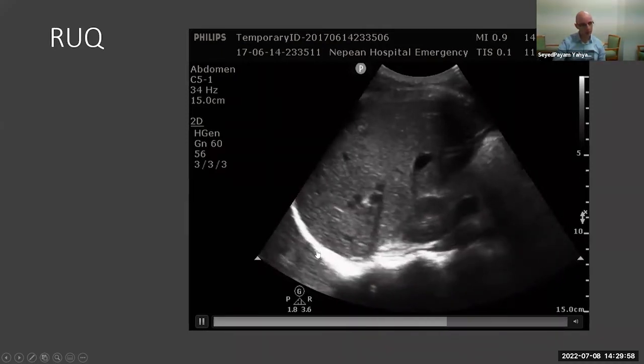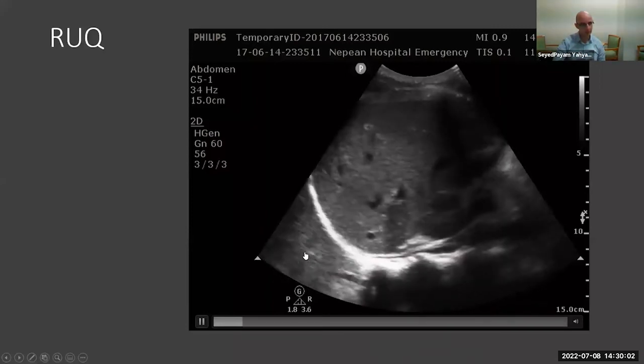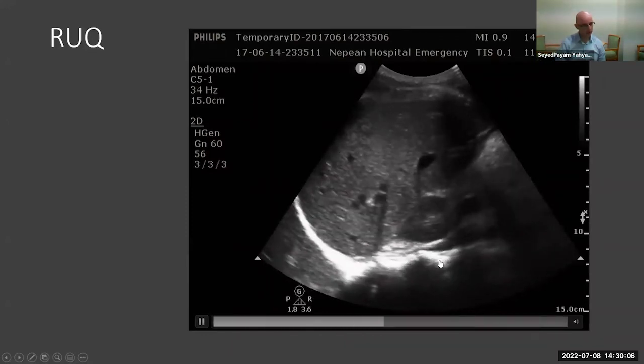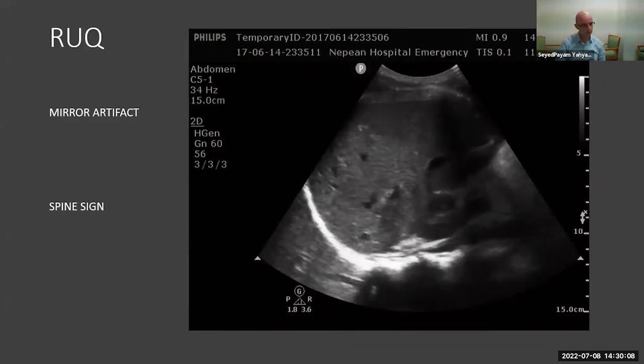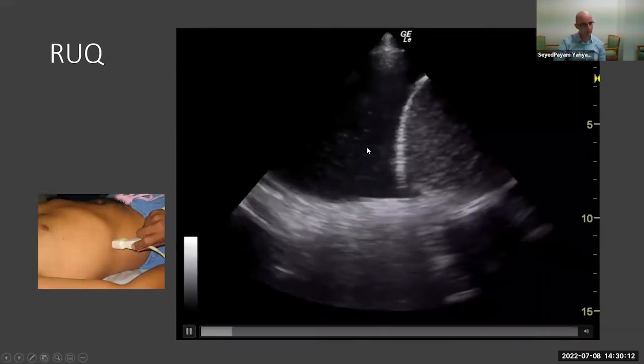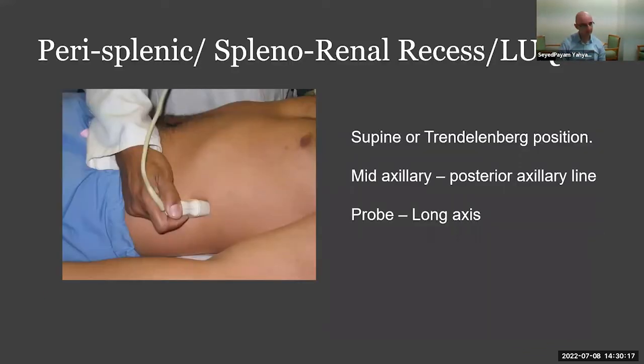But in this normal one, first of all, we can see the mirror image of the liver on the other side of the diaphragm, and it obscures the spine. And this is an example of fluid at the base of the lung.